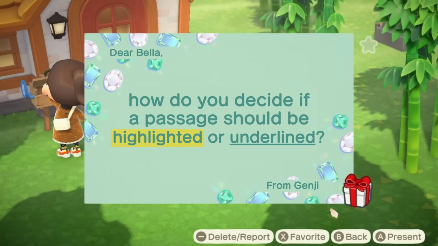How do you decide if a passage should be highlighted or underlined? It's not that I choose, it's that it chooses me. You know what I mean? Like, I just go with the flow. Like, if I feel like highlighting, I do so. If I feel like underlining, I do so.